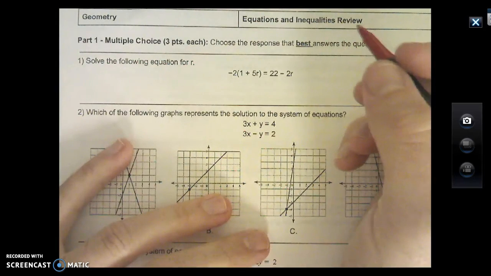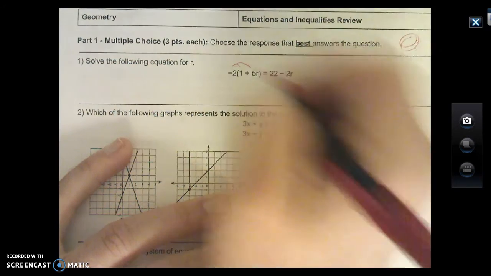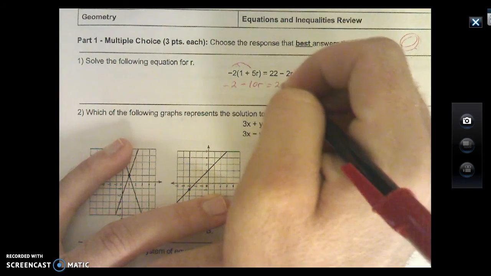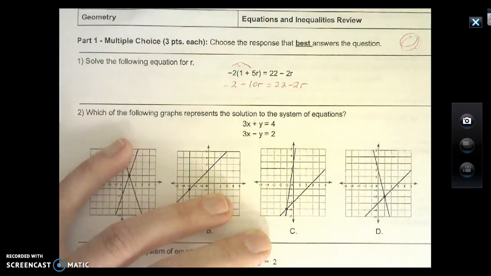Number 1, solve the following equation for r. You can distribute into my parentheses here, and I get negative 2 minus 10r equals 22 minus 2r.